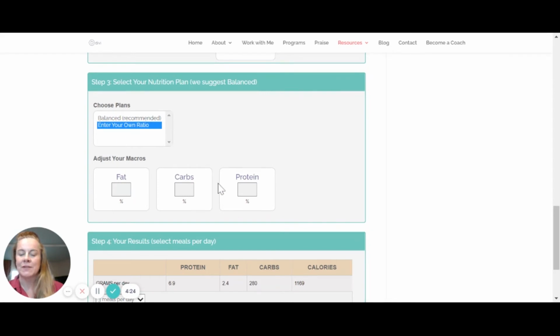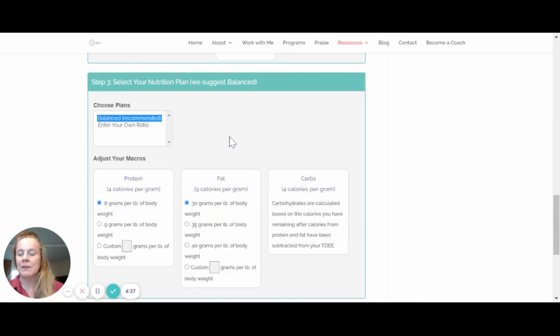Enter your own ratio would be for somebody who really prefers a higher fat, lower carb diet, not recommended for athletes. But you can go that route if you like. We give you that option. Balanced is what we recommend, and you have some choices even within balanced.